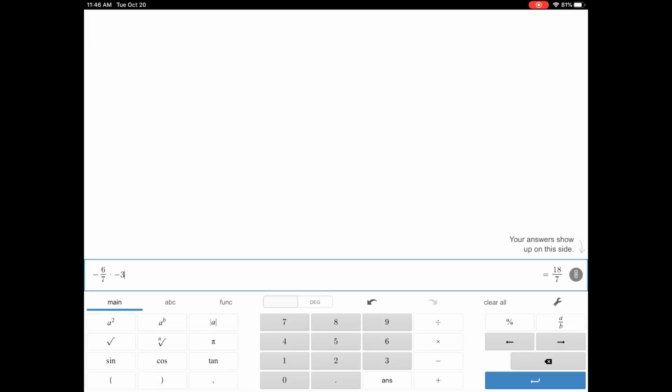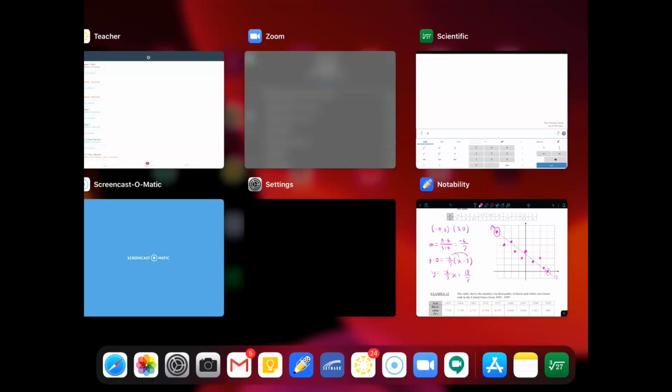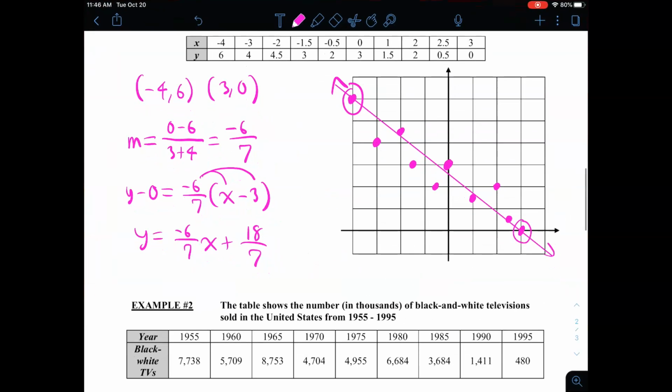Okay, so use this calculator, which you can download on your phone. You can have it on your iPad. You can do it online. It's on our class page. It says Decimal Scientific Calculator, and you can also use the graphing calculator as well. But use exact answers, which we'll come back to in a little bit. But our final answer is going to be y equals negative 6/7 x plus 18 over 7.